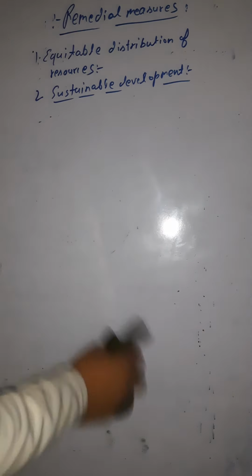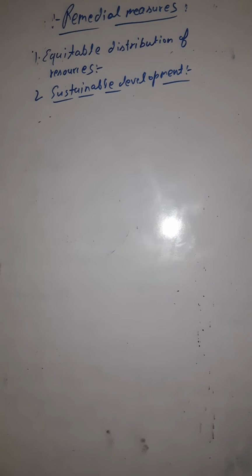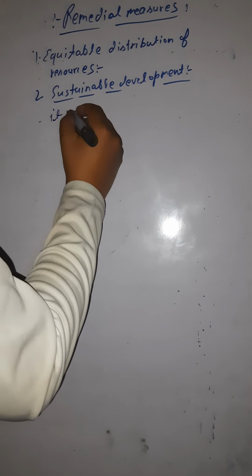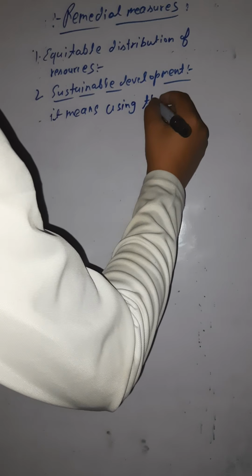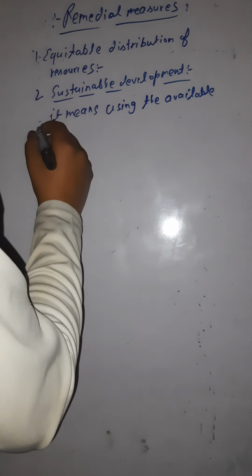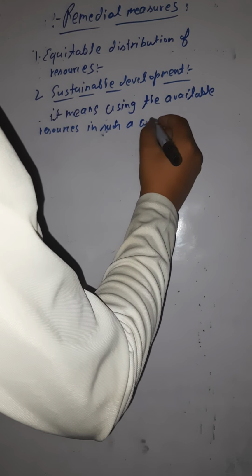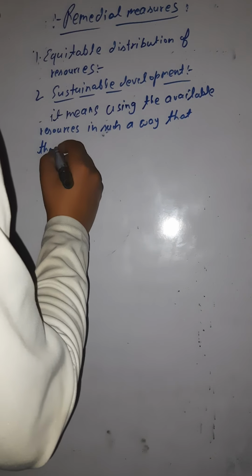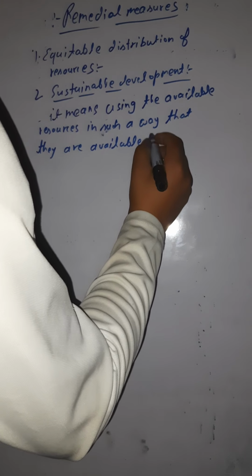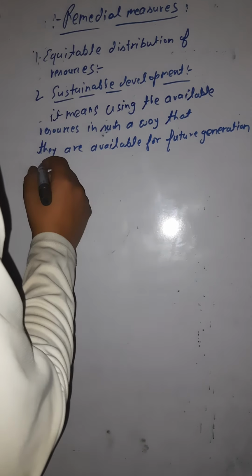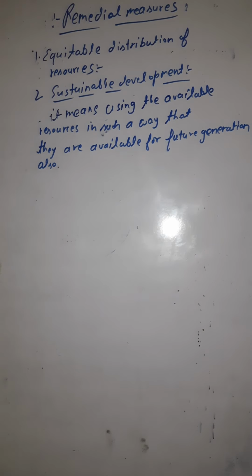So sustainable development should take place if you want the resource development to take place in a good way. So you can write there, sustainable development means using the available resources in such a way that they are available for the future generation also. Okay, so this is sustainable development. So there should be the sustainable use of the resources. If we are using them in such a way, then something we would be giving to our future generation also.